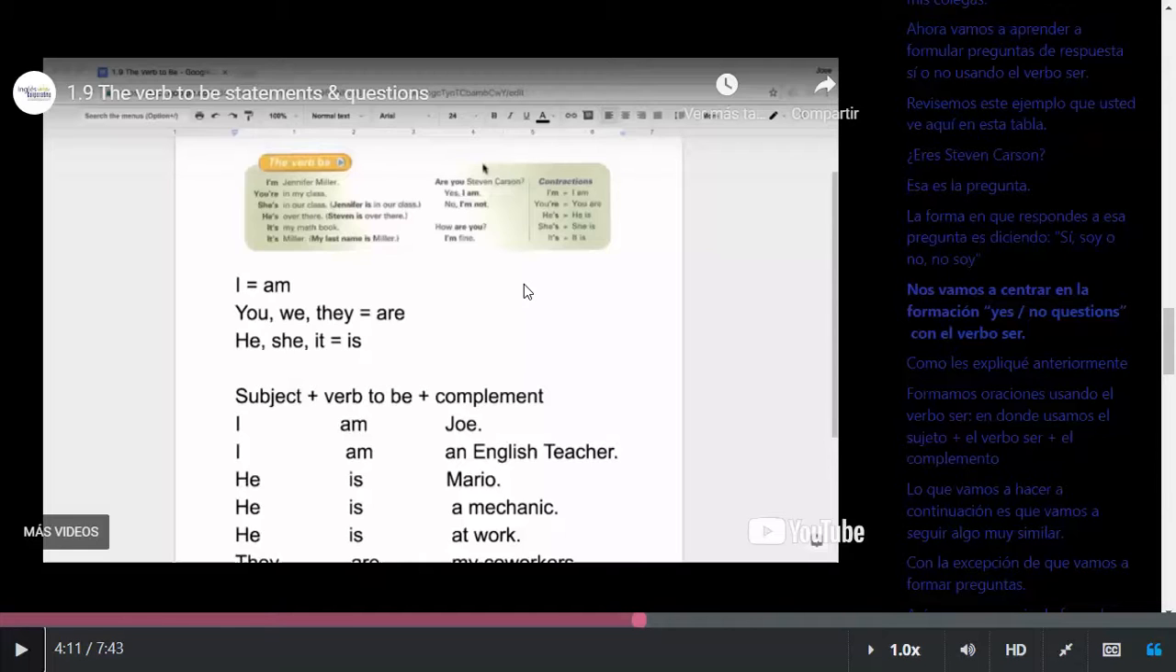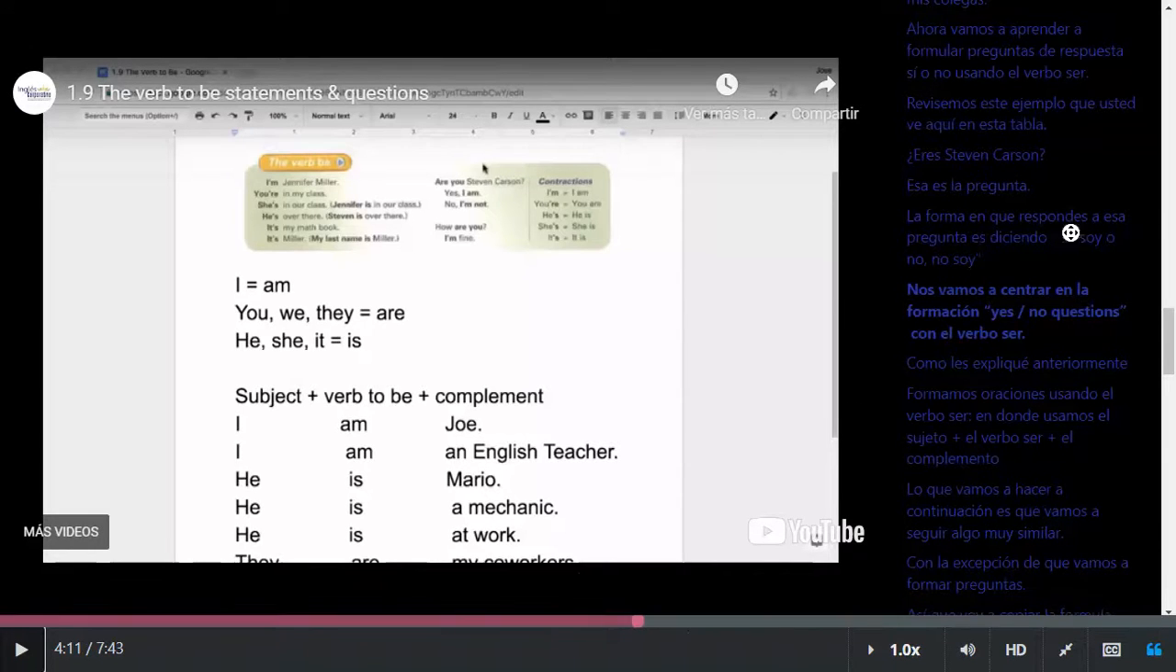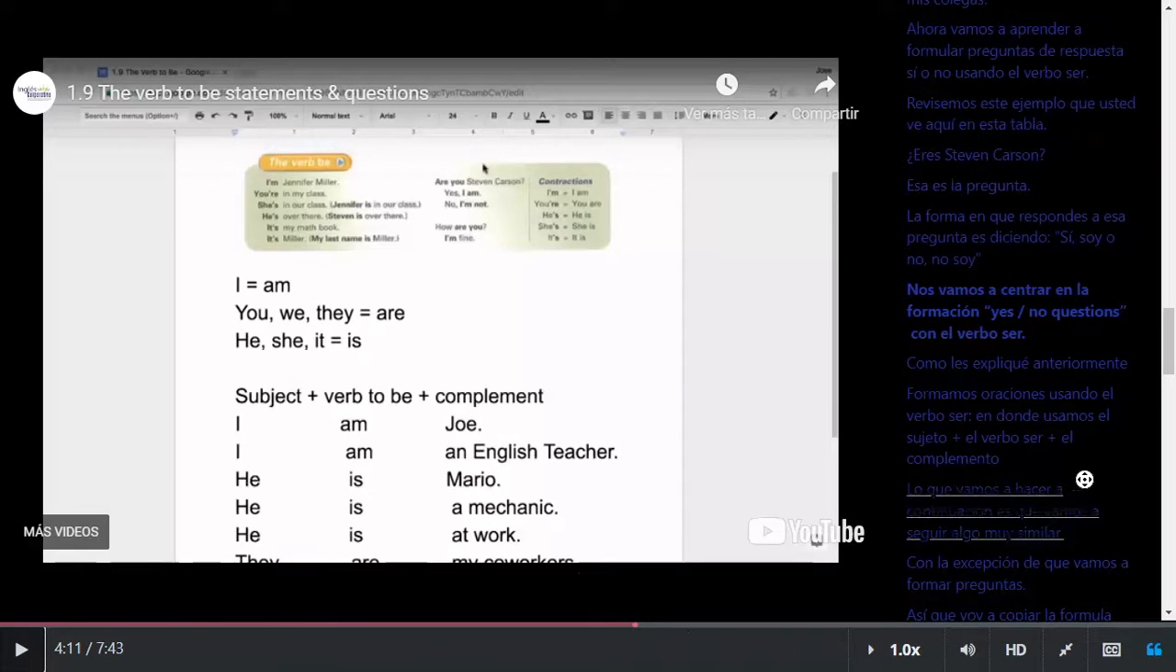What is the negative answer? No, he is not. No, he is not Mario. Repeat. No, he is not. No, he is not Mario. Correct. Okay, very good.